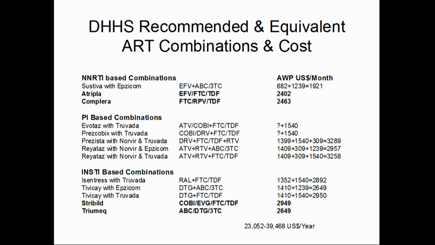So one thing I wanted to mention is cost. We don't ever really discuss this much. This is a slide of the recommended regimens and the average wholesale price. In reality, pharmacies charge about 10 to 15% less than this. But you see the least expensive HIV regimen is $1,900, and the most expensive one is $2,950, the Stribild.